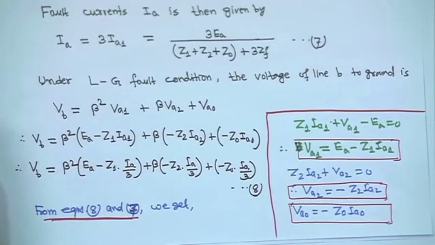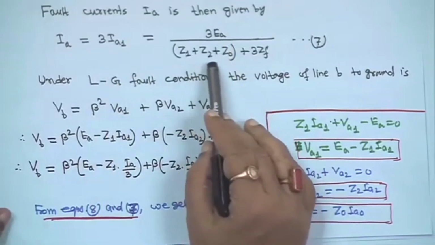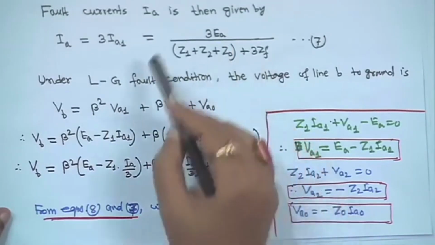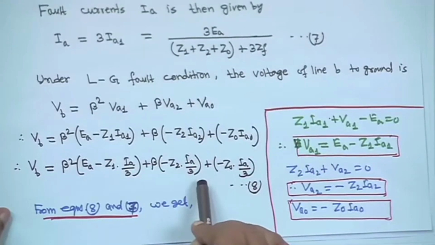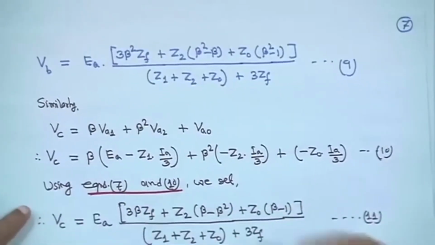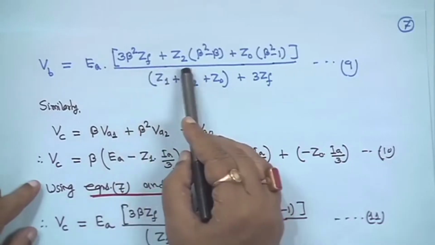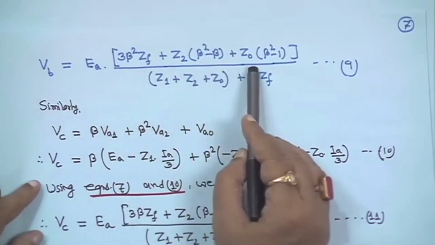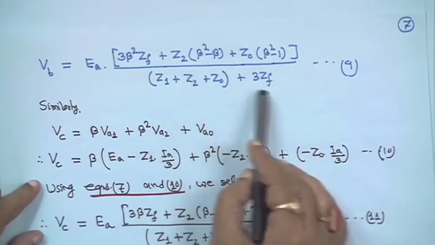Now, from equation 8 and 7, from this equation you will get IA is equal to 3 EA upon Z1 plus Z2 plus Z0 plus 3 ZF. This IA you put in equation 8 and please simplify, such that I am giving you the final expression. If you simplify, you will get VB is equal to EA into 3 beta square ZF plus Z2 into beta square minus beta plus Z0 beta square minus 1 divided by Z1 plus Z2 plus Z0 plus 3 ZF.